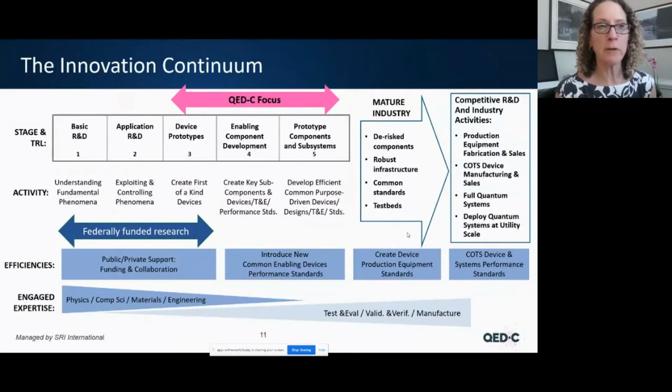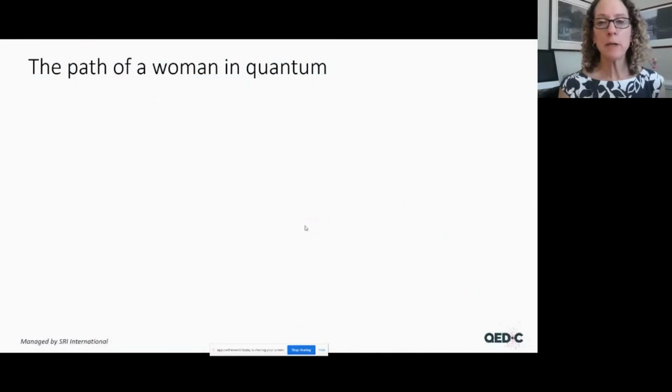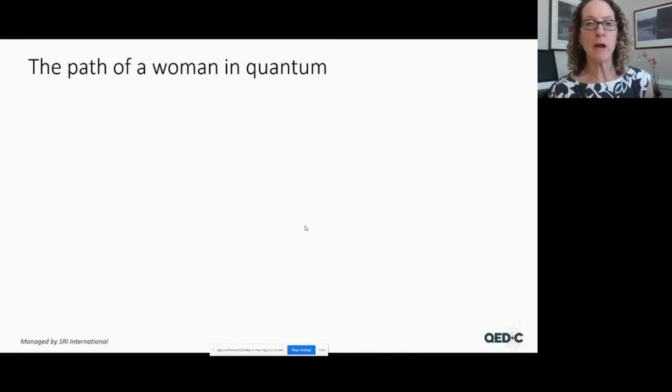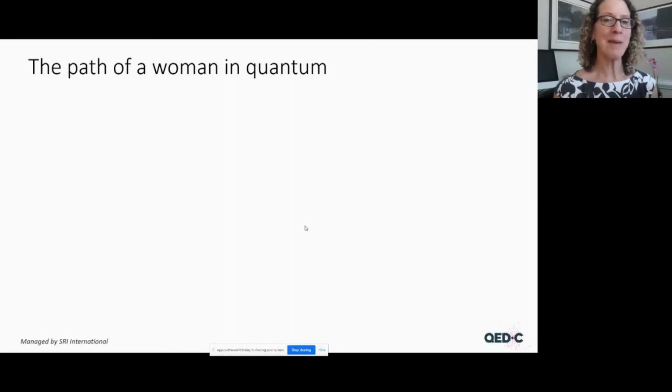They don't have to worry about the power and space and all the requirements for just cooling the systems. So this illustrates where QED-C is focused, and in this big system, how it interacts with all the other parts of the ecosystem. So I just wanted to spend a little bit of time here, I've only got a few more minutes, about my path and how I became a woman in quantum, if you will.